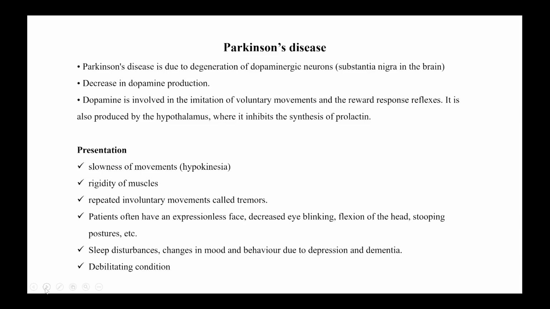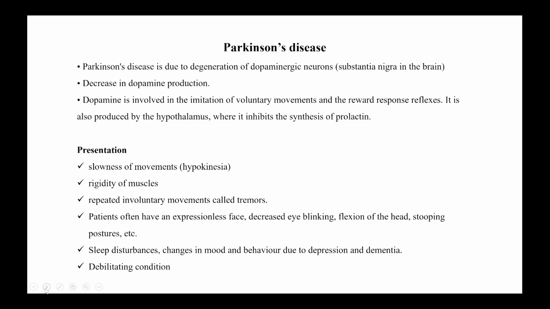So Parkinson's disease is due to degeneration of the dopaminergic neurons. The neurons require the dopamine, and a lack of dopamine or decrease in dopamine production leads to Parkinson's disease. Dopamine is involved in initiation of voluntary movements and the reward response reflexes. It is also produced by the hypothalamus, where it inhibits the synthesis of prolactin.